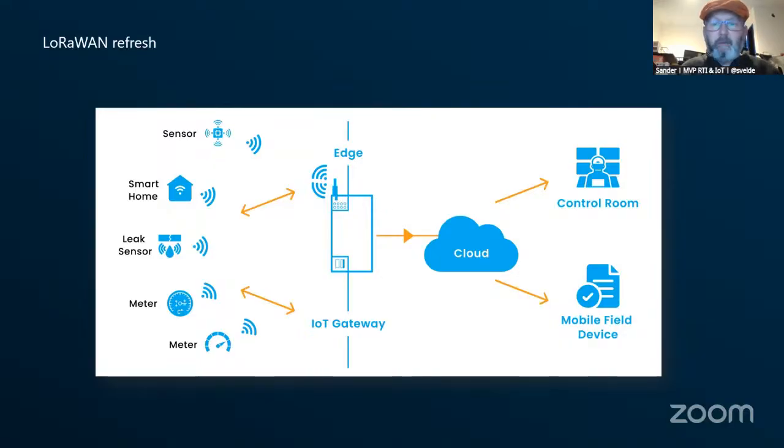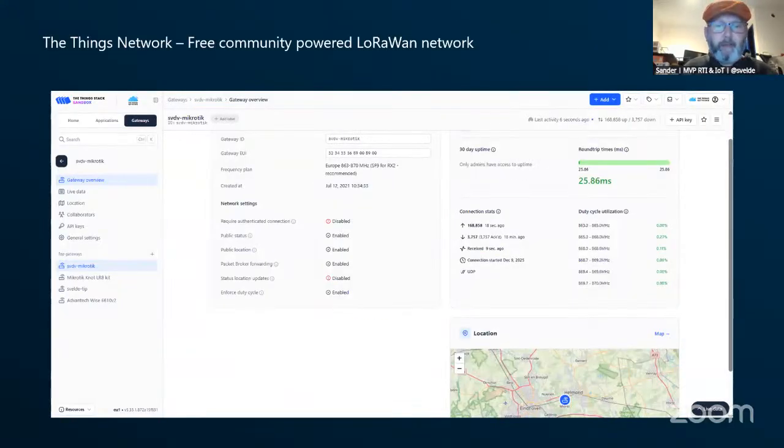And then there's a service running in the cloud, and from that service you can consume the incoming data. What I will be using is The Things Network, which is a community-powered LoRaWAN network. You can register gateways like this one. This is a mobile gateway that I always have with me in case I need a LoRa gateway on the spot. But I have one at home, and we're using that one.